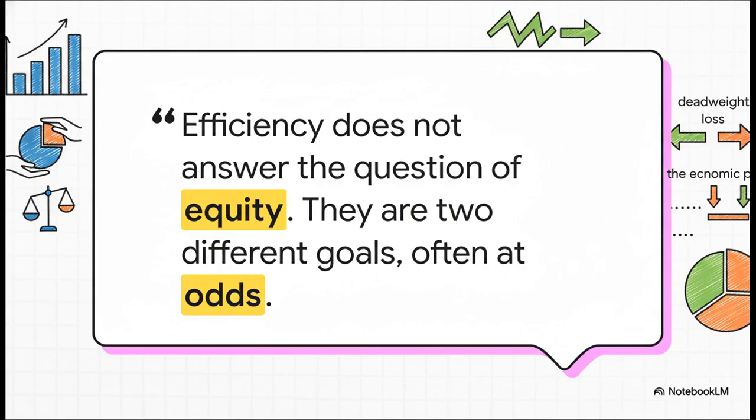But, and this is a huge but, as our course notes point out, efficiency isn't the only thing we care about. This quote is absolutely key. Efficiency tells us how to make the pie as big as possible, but it says nothing about how that pie should be sliced up. And making the pie bigger and slicing the pie fairly can often be two goals that are completely at odds with each other.